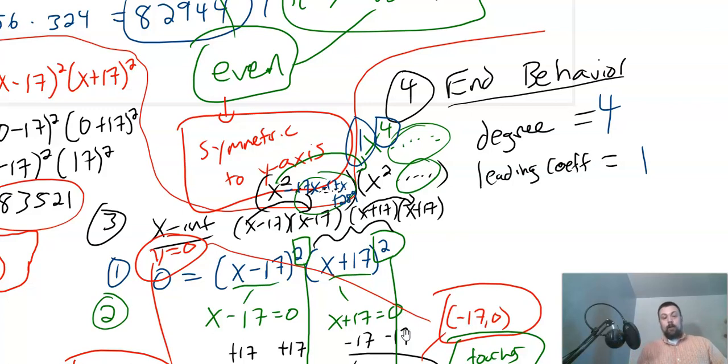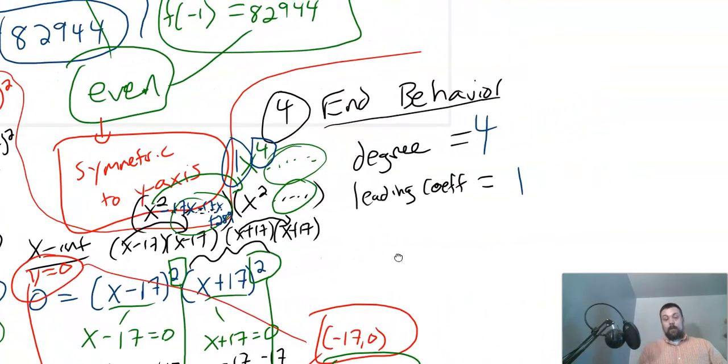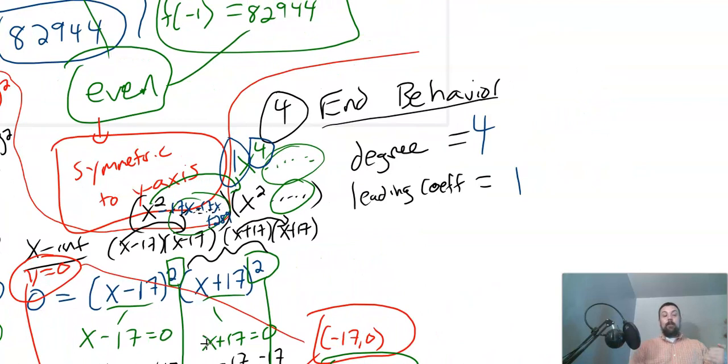Okay, so now that we have the degree, what matters, again, kind of like the crossing and touching, is not so much what that number is, but whether it's even or odd. In this case, the degree is an even number.